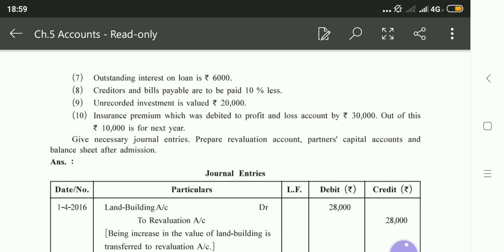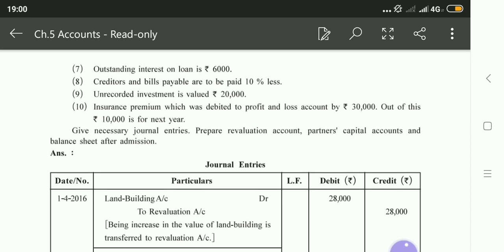Creditors and bills payable are to be paid 10% less. Creditors and bills payable are my liabilities. Now, I am supposed to pay my liabilities less by 10%. So you are supposed to think here whether it is my benefit or my loss. Of course, it is my benefit because I am supposed to pay less compared to what I was supposed to pay. So this is my benefit and hence revaluation account will be credited.